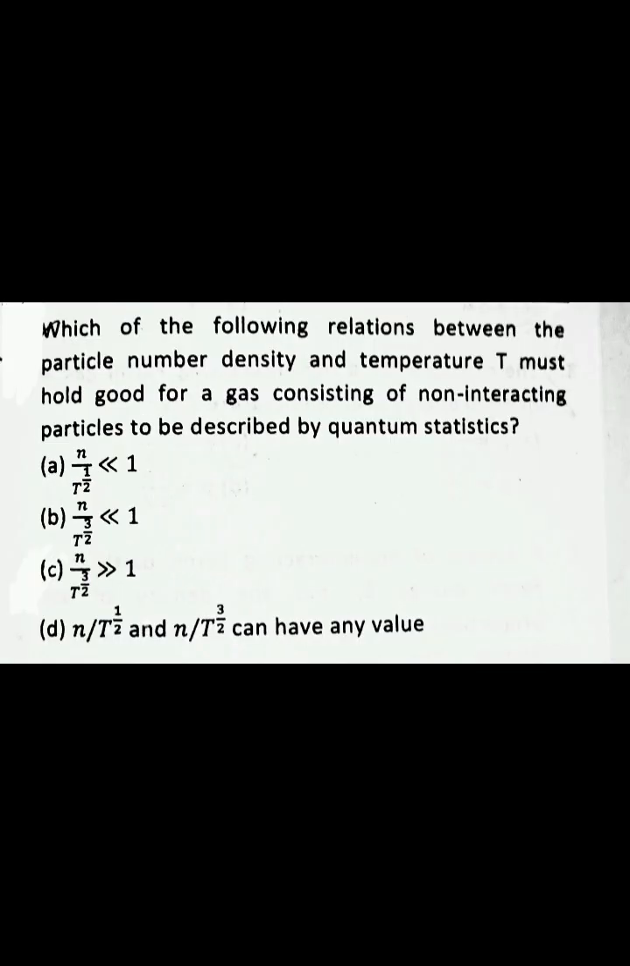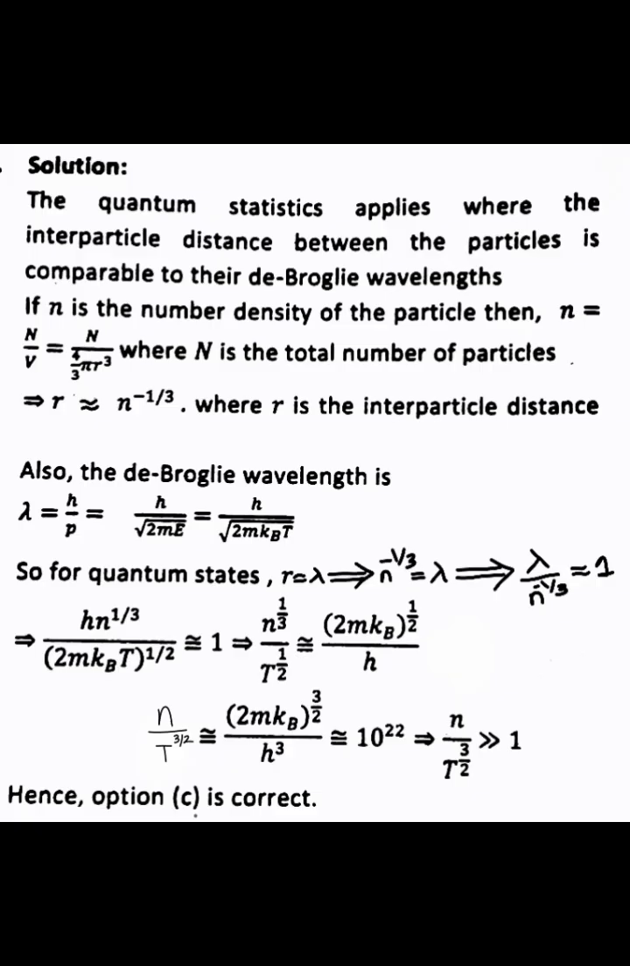Next question is, which of the following relations between the particle number, density and temperature T must hold good for a gas consisting of non-interacting particles to be described by quantum statistics? So here the number density n is equal to N by V, and this is equal to N divided by 4 by 3 pi r cube, where N is the total number of particles. So r is approximately equal to n raised to minus 1 by 3. Here r is the interparticle distance.